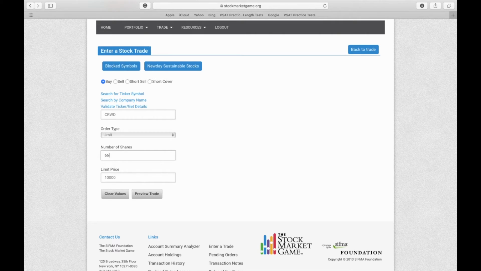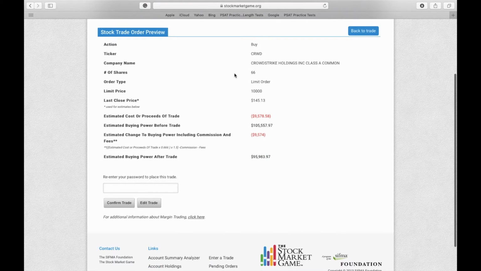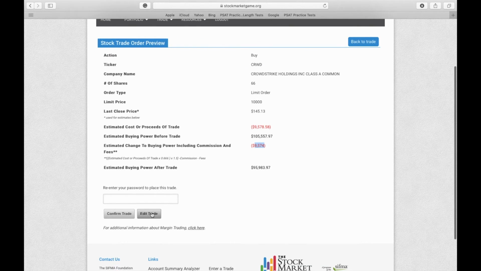And you can put in the number of shares. So 150 times 66 is slightly below 10,000, but let's just test it when we're going below and above the limit price. So now we can preview trade, and as you can see, it gives you all of the information here, but in this case, it also gives us the limit price. So we're just going to go back and click on edit trade.